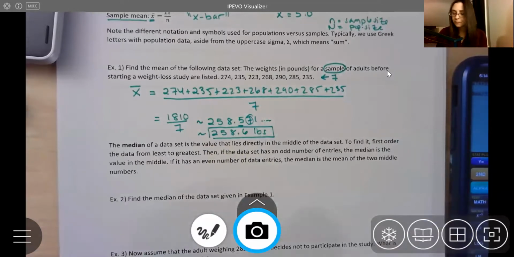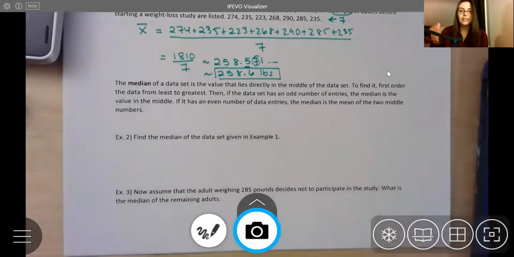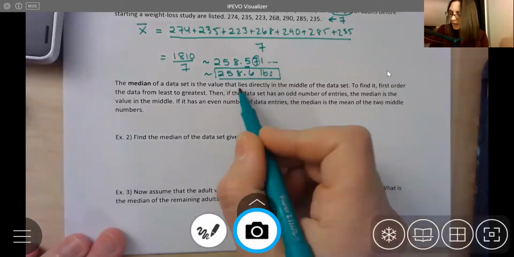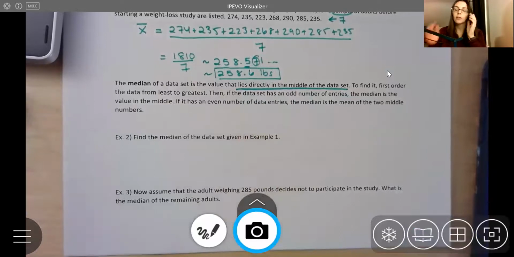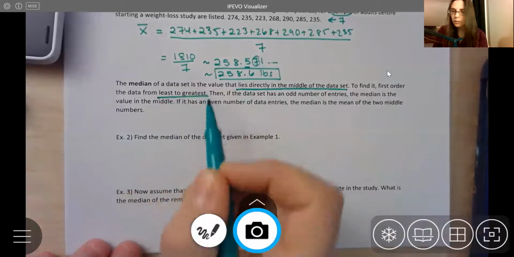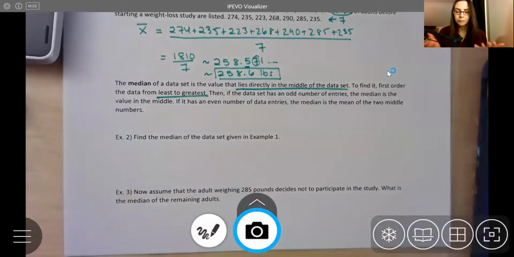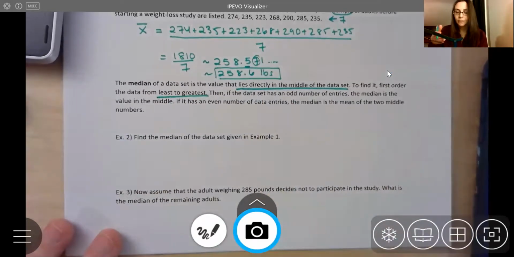So that's your mean. Now, the median of a data set is another kind of center, but it's calculated differently. It's the value that lies directly in the middle of the data set. To find it, the first thing we have to do is put the data in order from least to greatest, or I guess you could go greatest to least, but it has to be in order. And then you find the number exactly in the middle.